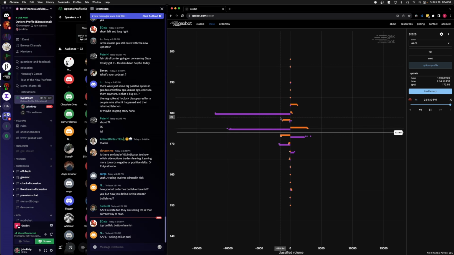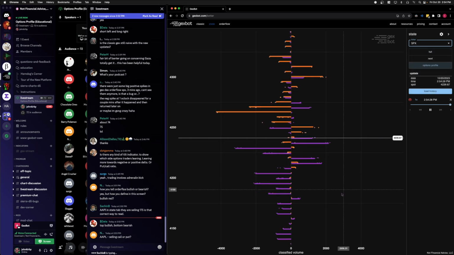Unless they're actually just trying to buy Apple stock by the end of the day. That would make sense, right? If they're actually trying to get exercise here. Or they think we're going to squeeze. If we squeeze above 175, that'll work out. It's totally possible.